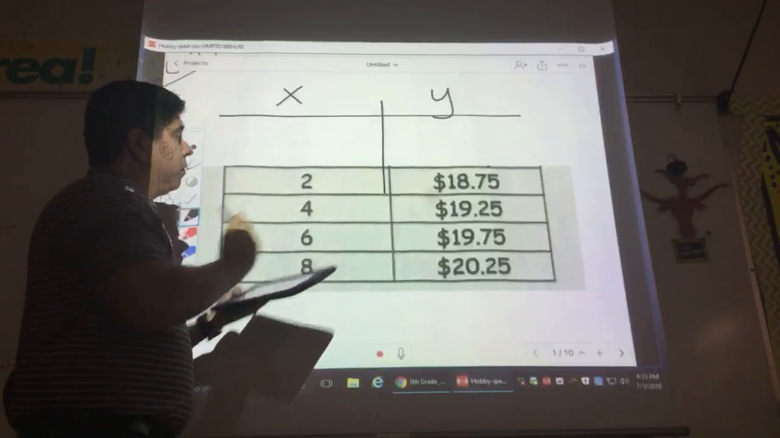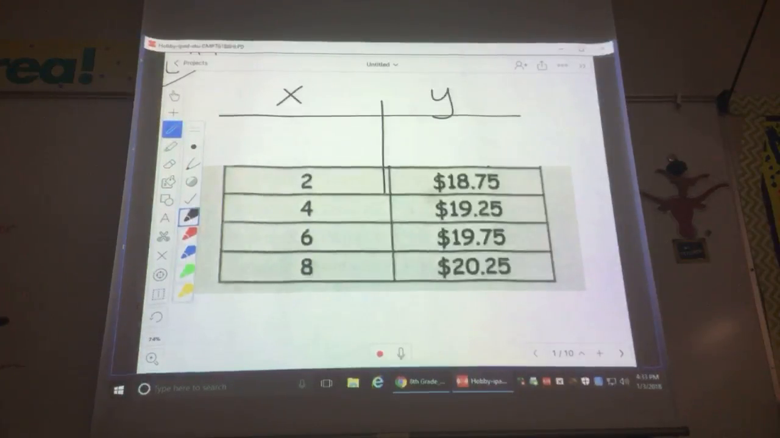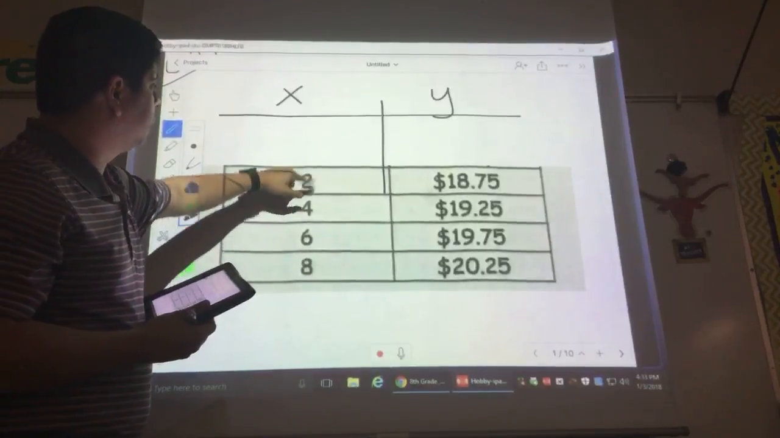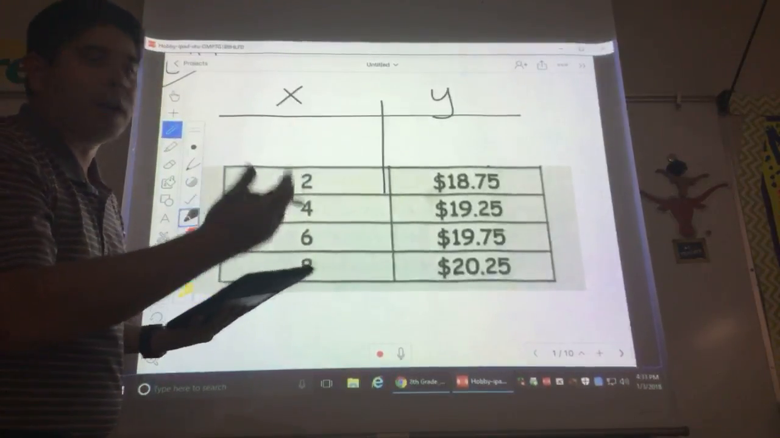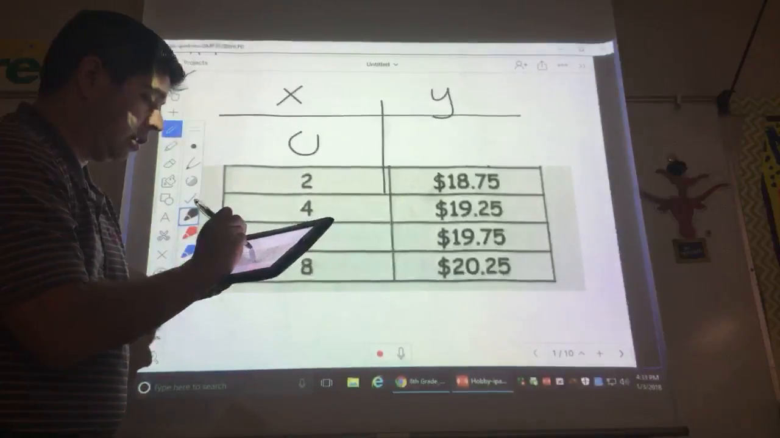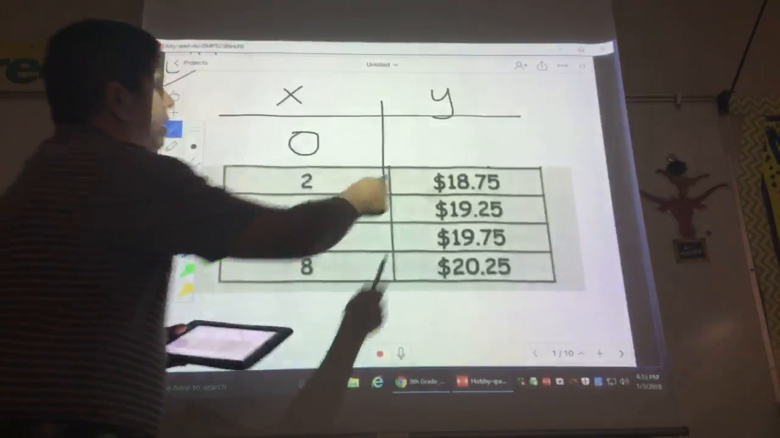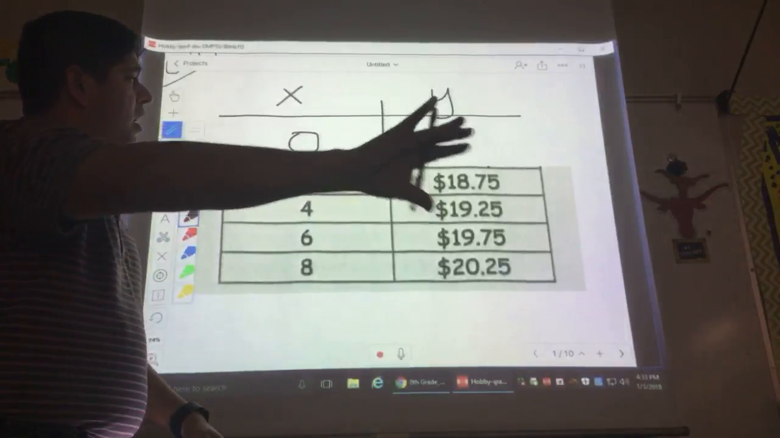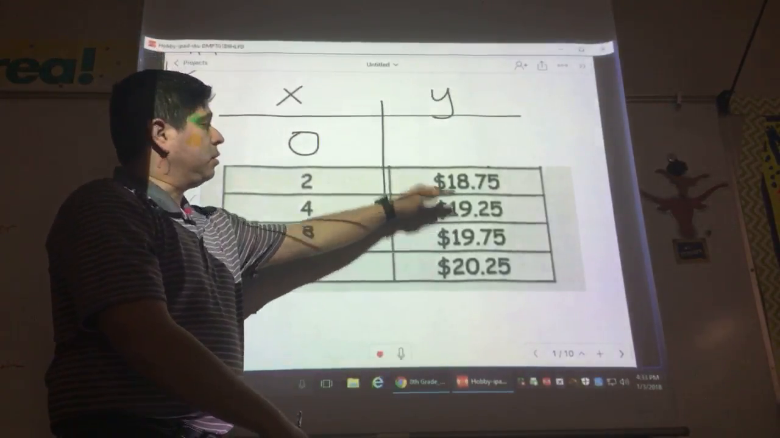Just kind of make this table kind of like that. I need where x is 0, so we're going backwards. Look, 8, 6, 4, 2, and then the next number obviously would be 0. So we're good. We just need to find out what y is going to be when x is 0, and that's going to be my y-intercept. So that's what you kind of need to figure out. I'm going to leave that to you.